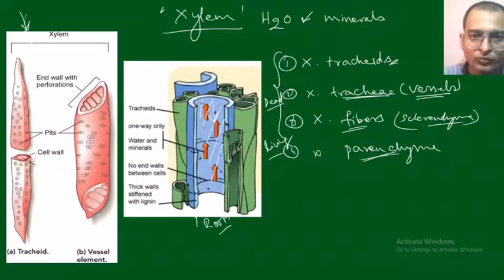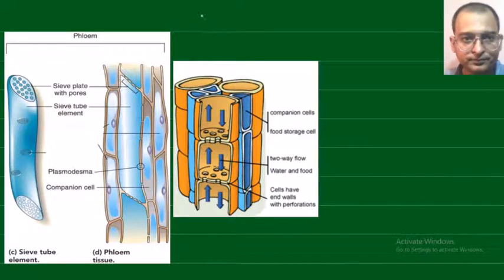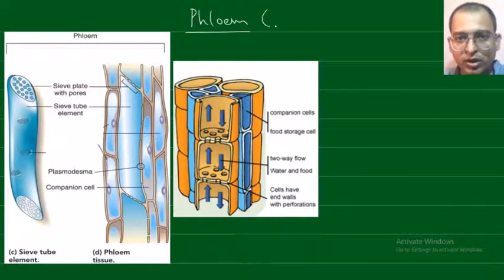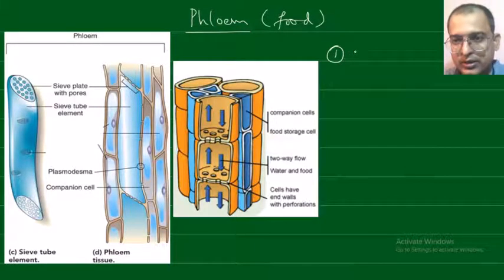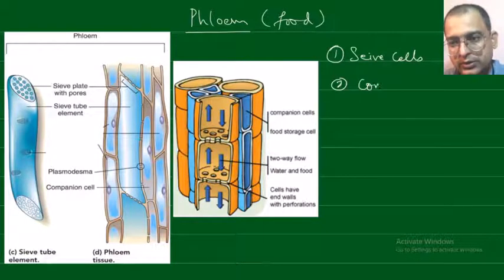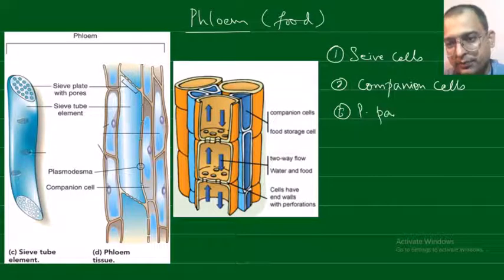Next, coming to the phloem, it is involved in the conduction of food. Phloem, food. There are four types of tissues here in the phloem: the sieve cells, companion cells, phloem parenchyma, and phloem fibers.